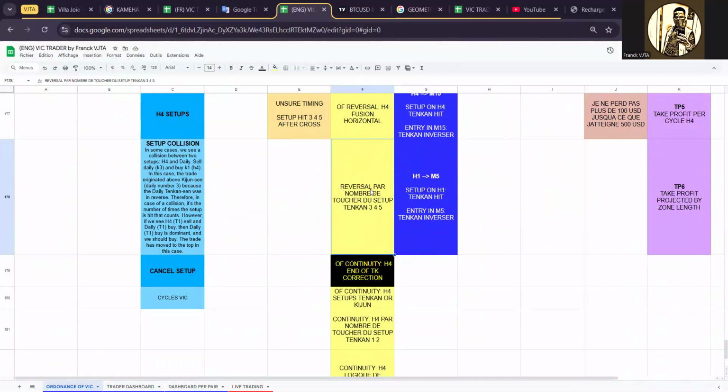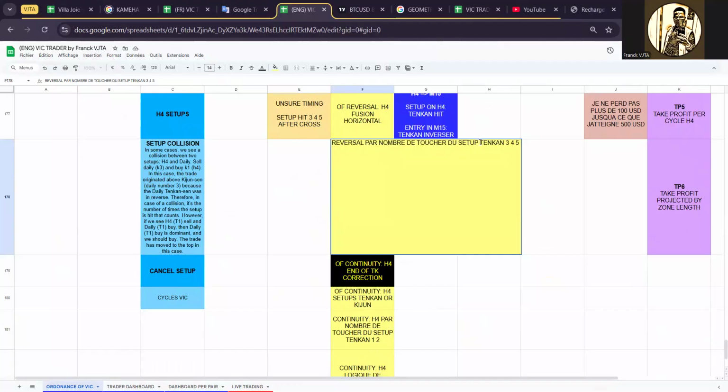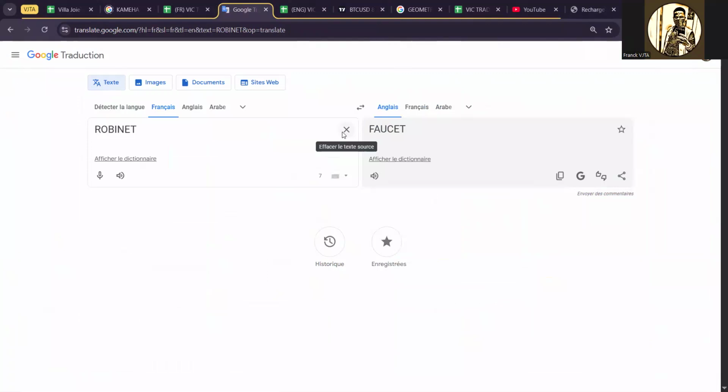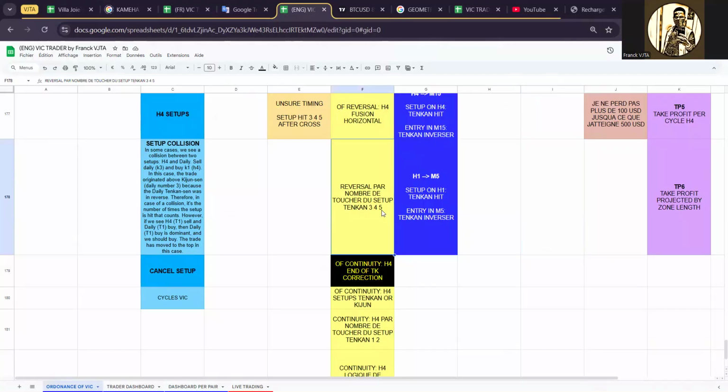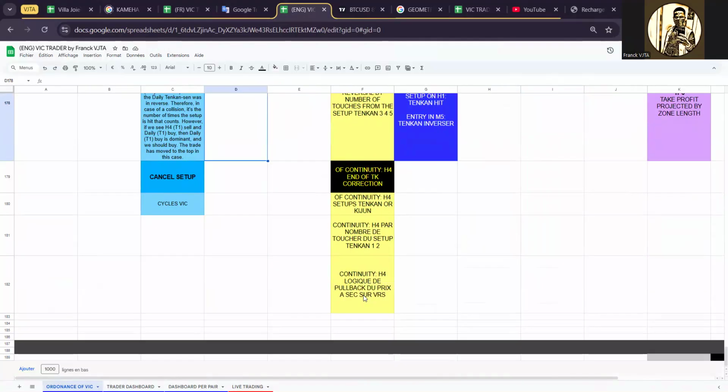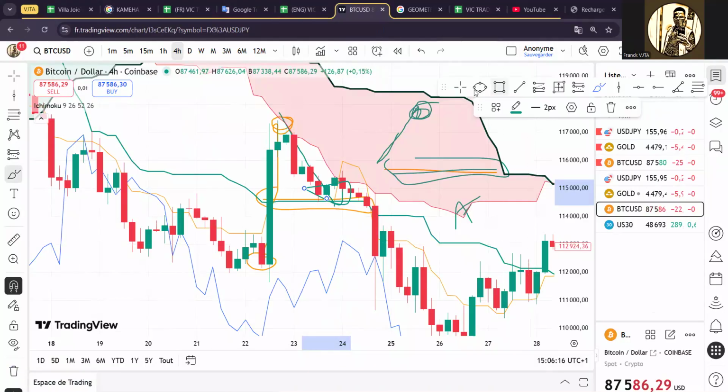Then you have the reversal by the number of touches of Tenkan. Right? The reversal by the number of touches of Tenkan setup. The third, the fourth, and the fifth, you already know that is a reversal speed. The speed of reversal. Now one speed of continuity is the end of the correction.